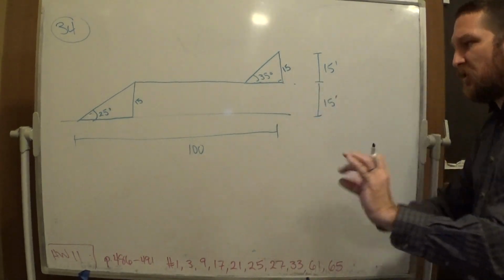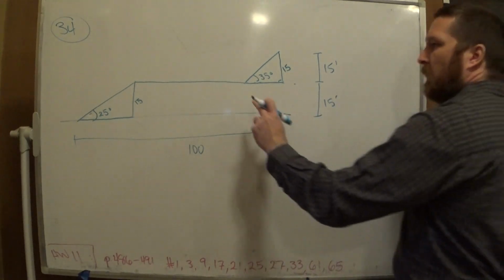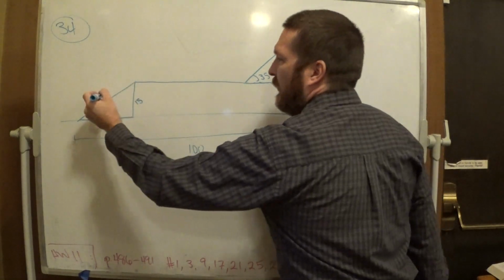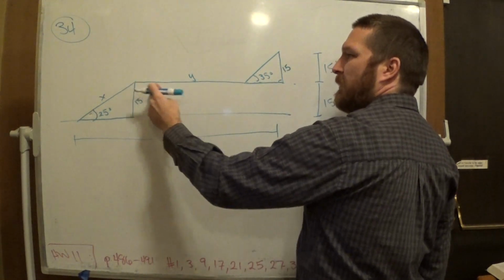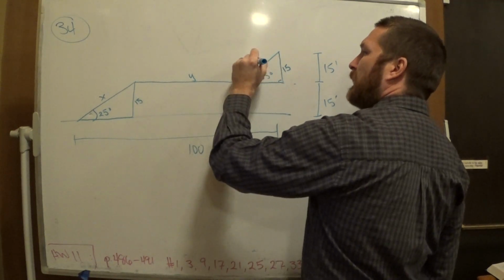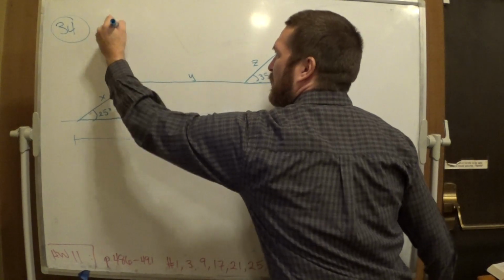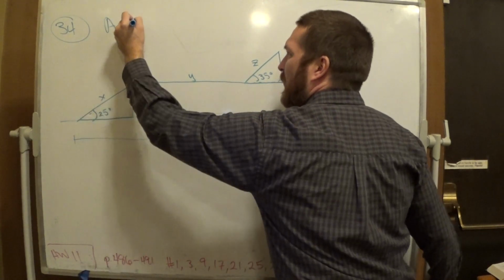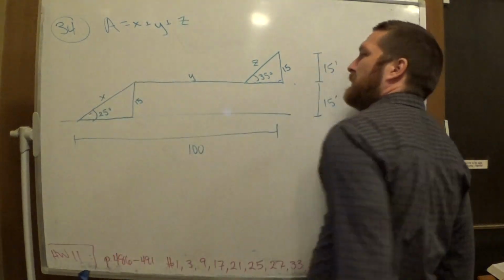And actually, let's give some names here. Let's call this first length x. This second length here, why don't we call it y? So that's from there to there. And this third length, why don't we call it z? And so I know that the answer that I want is going to be whatever x is plus whatever y is plus whatever z is.